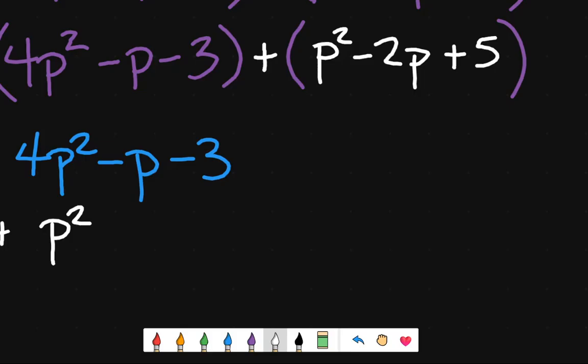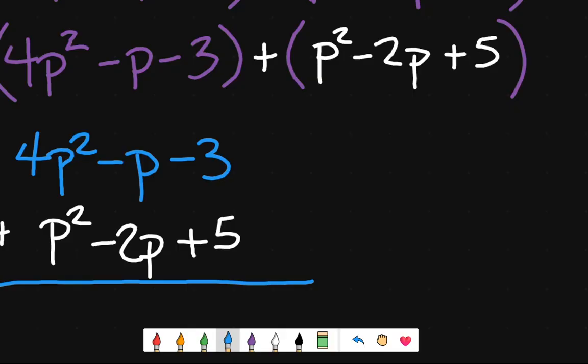Okay, so now we have the next term, minus p, or minus 1p. What term is like minus 1p? If you said negative 2p, you would be correct. So we'll line that up vertically, negative 2p. And then for our constant, we have a minus 3. What term is like the minus 3? If you said the plus 5, you would be correct. Now we have what we need to subtract our polynomials.